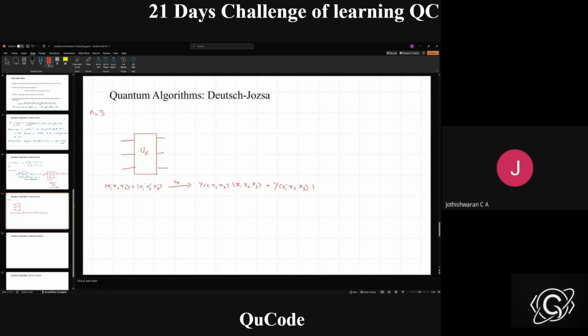Oh, dash. It's for the dashes. X1 dash, X2 dash, X3 dash. So the linearity principle says that if I send the sum of two inputs, then this UF will act on each of them separately. I know for any X that comes in, I will get Y of that X. So by extending the principle of linearity, this is what I will get.